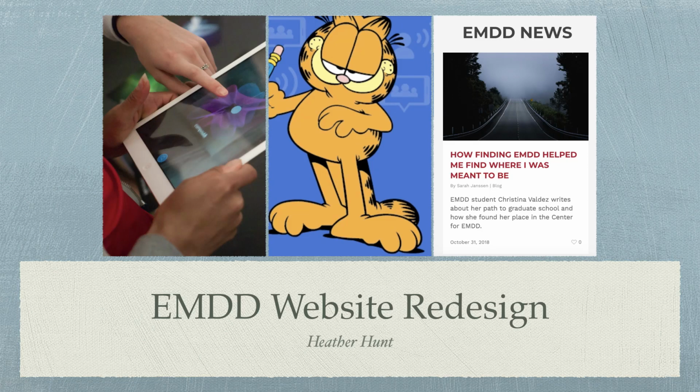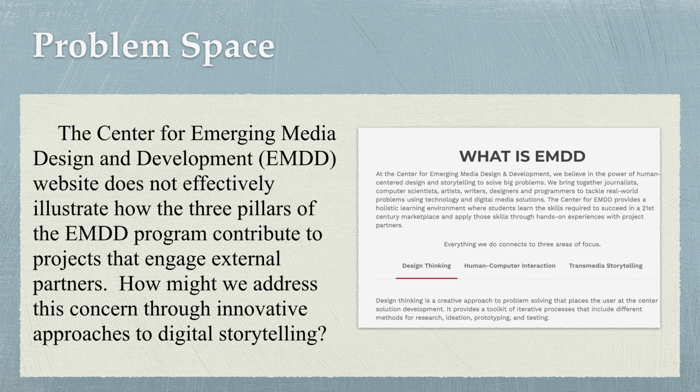Here is my EMDD website redesign project for 620's Empathy Research presentation. The problem space: the current website does not clearly explain how the three pillars of the program were tied into the community projects. So how can we address this concern through innovative storytelling while also using the website to attract potential students and develop an alumni community?